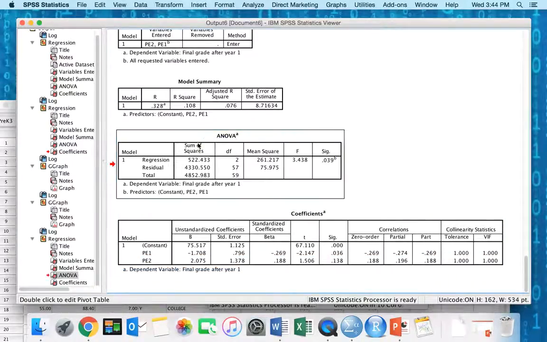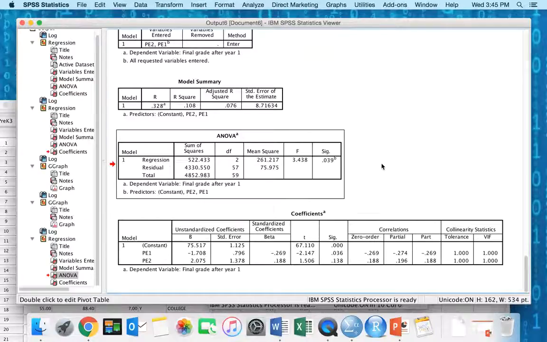So let's start out with the ANOVA table. We see that we have an F of 3.438, a p-value of less than 0.05. What does this tell us? Well, this tells us that, yes, parental education is a significant predictor of final grade after year 1. What it doesn't tell us is where the differences between the groups lie. The ANOVA table just tells us overall that, yes, there's a significant difference between groups. Yes, it is a significant predictor of final grade after year 1.